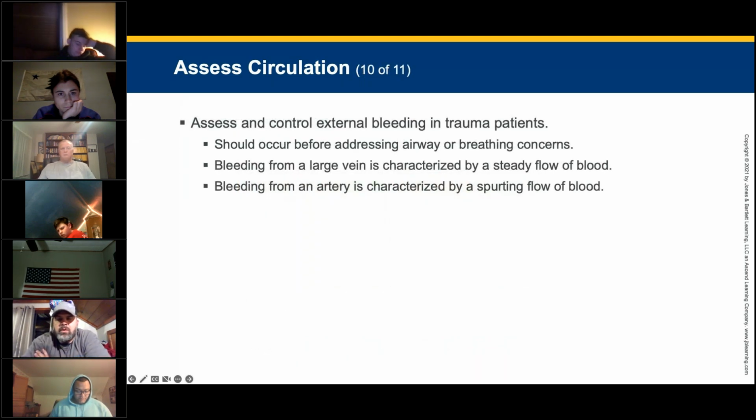And again, major bleeding is part of your circulation. Before you're addressing airway or breathing concerns, if you see major bleeding, fix it. Bleeding from a large vein is a steady flow of blood, not spurting, it's just a steady flow. Bleeding from an artery is your spurting flow of blood.